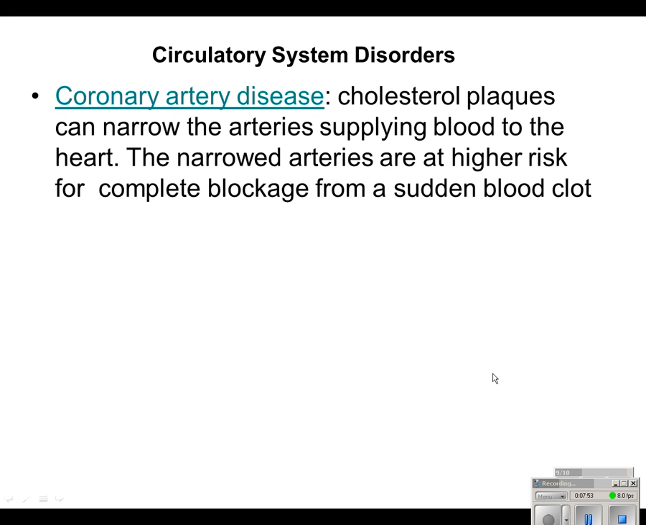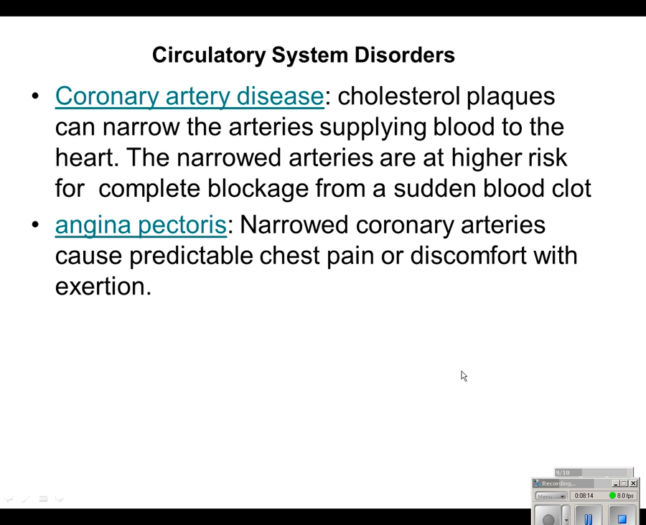There's a lot of disorders that can occur with the heart and circulatory system. We're going to focus on the ones really with the heart right now. Coronary artery disease is when cholesterol plaques build up and narrow the arteries surrounding the heart muscle. And what happens is when those arteries are narrowing, there's more likely to be a blood clot, and it stops blood flow and nutrition to the heart muscle.